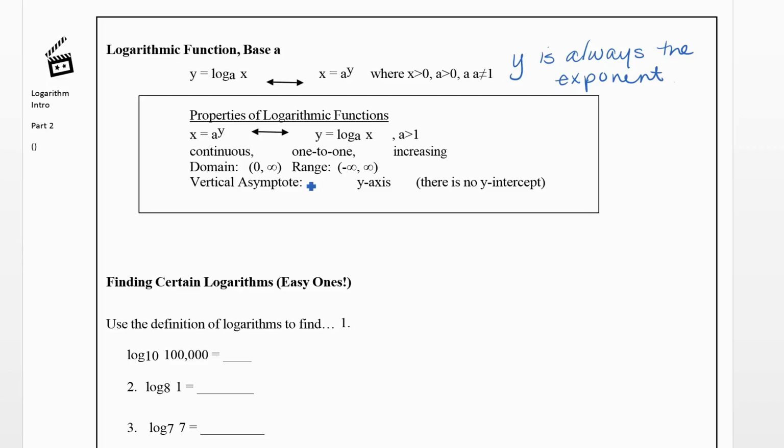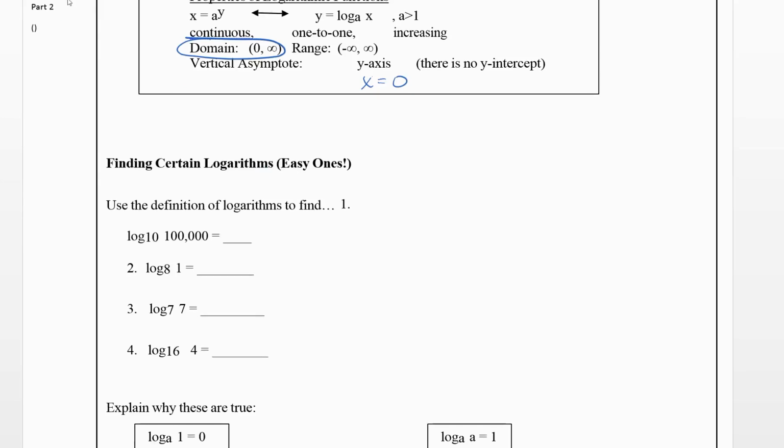So a reminder here that this domain means that you can only plug in numbers bigger than 0. It does have a vertical asymptote at the y-axis. That would be x equals 0. Okay, and because of that, it doesn't have a y-intercept because you can't plug in 0. Okay, so let's use the definitions of logarithms to figure these out.